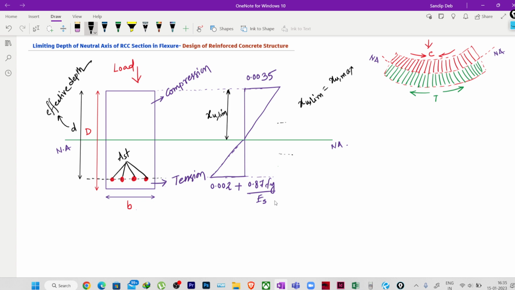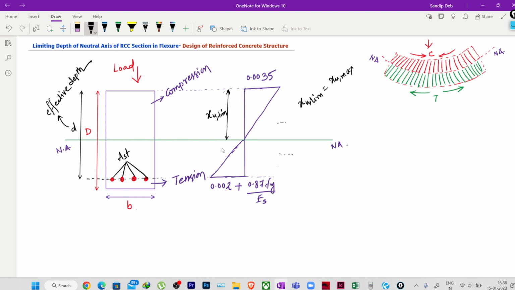So now when this is in the limiting condition, it is a balanced section. So this is a different condition. Now what we need to find is how we will find this limiting depth for a particular section, or for a concrete section under flexure.